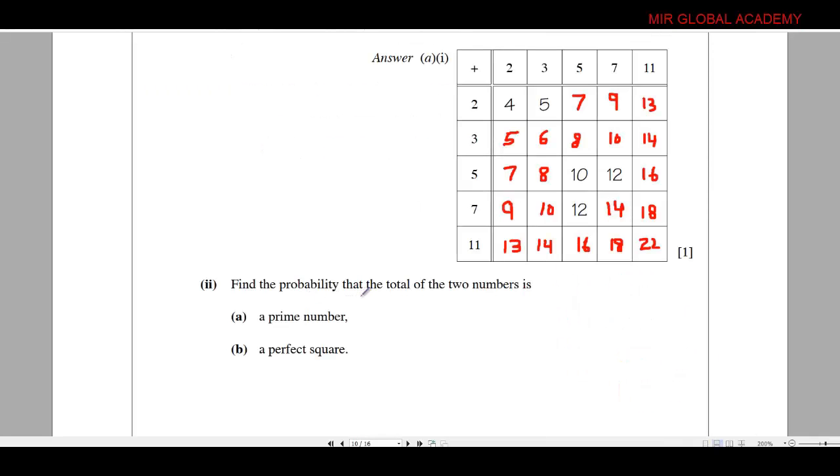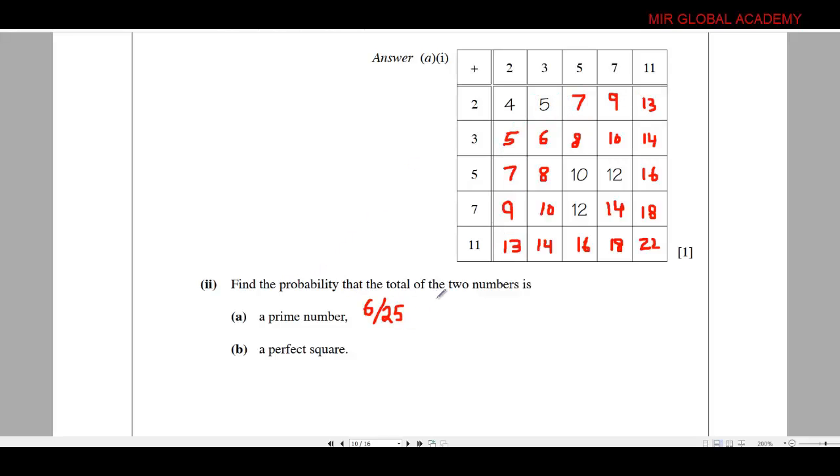Find the probability that the total of the 2 numbers is a prime number. So the total outcomes are 5 into 5, 25. These are 25 outcomes. And out of those 25, 1, 2, 3, 4, 5, 6 are prime numbers. Therefore, the probability is 6 over 25. You can observe the pattern here.